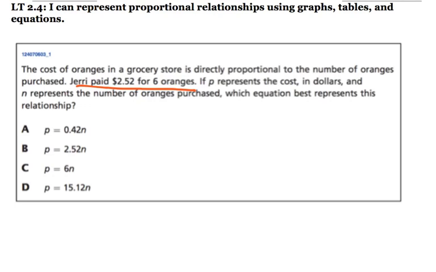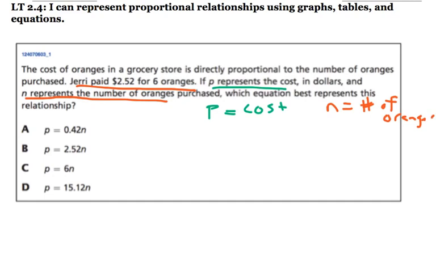And then they tell us a couple more things. They say P represents the cost. So I'm just going to record that somewhere. P is the cost in dollars. And then N represents the number of oranges. So N equals the number of oranges. Which equation best represents this relationship?